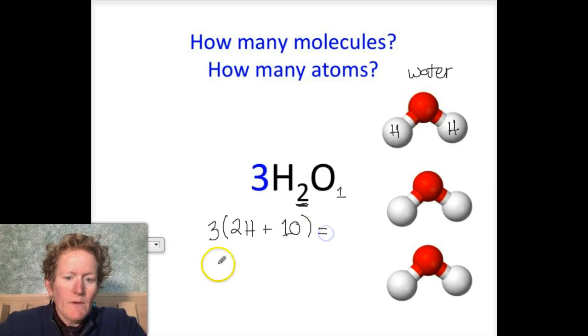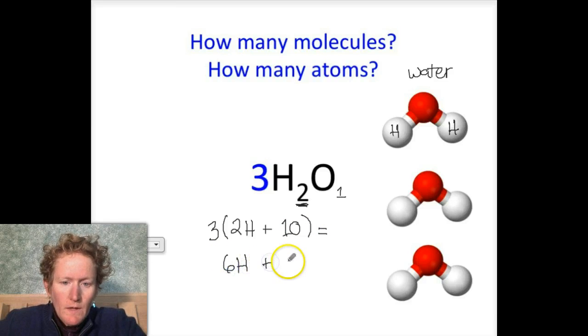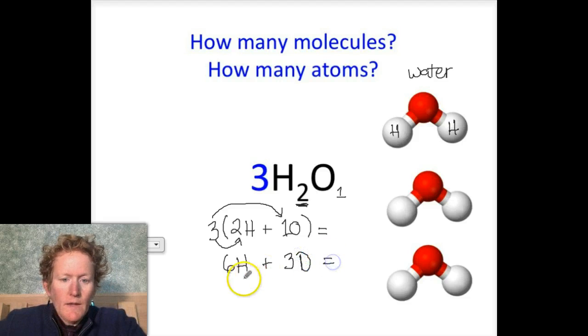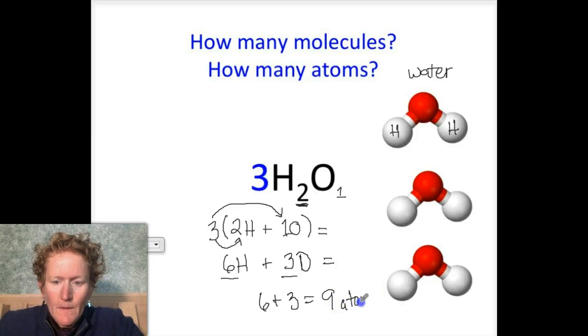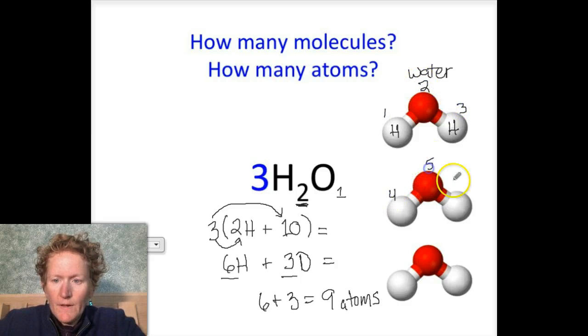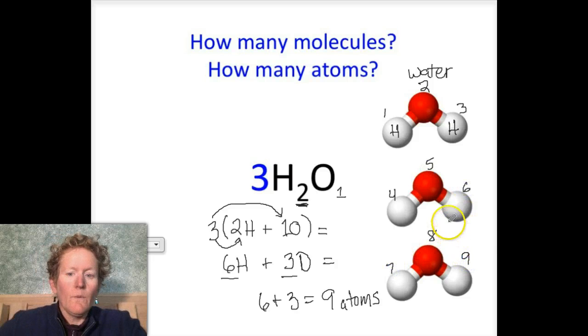So if we multiply that out using the distributive property, we end up with 6 hydrogens. That's 3 times 2. And 3 times 1 is 3 oxygens. And 6 plus 3 equals 9 total atoms. We can check our work here by going 1, 2, 3, 4, 5, 6, 7, 8, 9. We're correct.